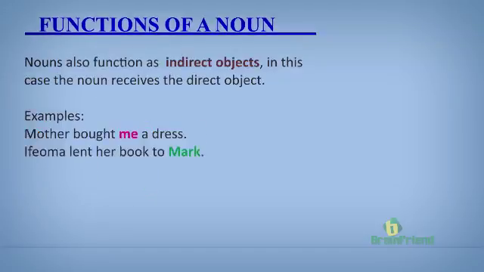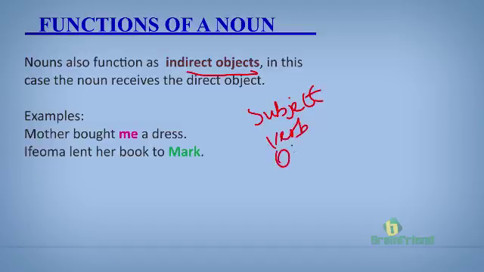Now, nouns also function as indirect objects. What are indirect objects? The indirect object in a sentence is the object that receives the main object in the sentence. Let's listen carefully. The subject performs the action. The action is the verb. The object receives the action. In some cases, this object is received by another object. Let's see an example now.